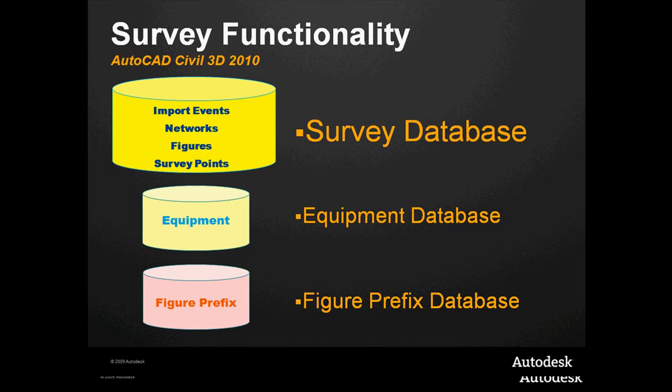The last one is the figure prefix database. If we collect line work in the field, what that does is it maps for us layers, line types, pen weights for the lines that are collected. So if I'm going to go out and spend the time collecting points that are going to represent curbs and driveways and fence lines and things like that, when it comes into the system, it would be nice if it automatically went where it was supposed to with respect to layer and color.